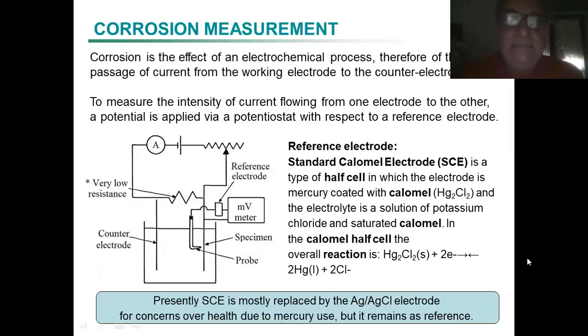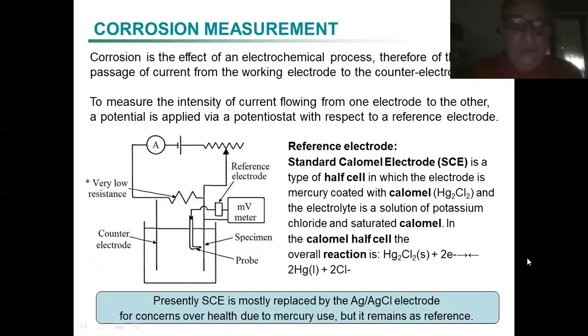But apart from these considerations, as a reference, the SCE, standard calomel electrode, is still the reference to measure the performance of the other materials with respect to it. In a solution of potassium chloride and a saturated solution of calomel, because otherwise something would be missing in our reference. So we also need to establish the concentration of the solution.